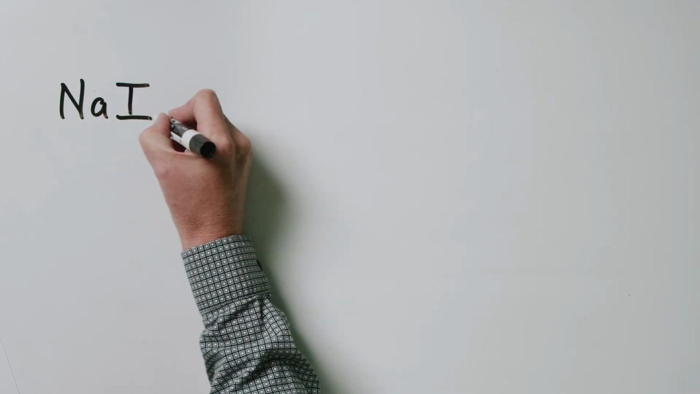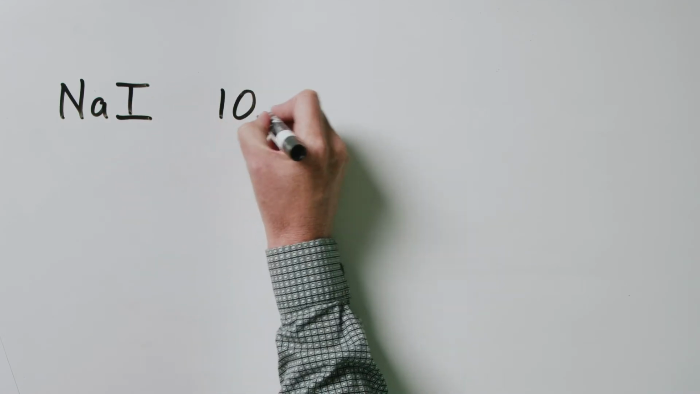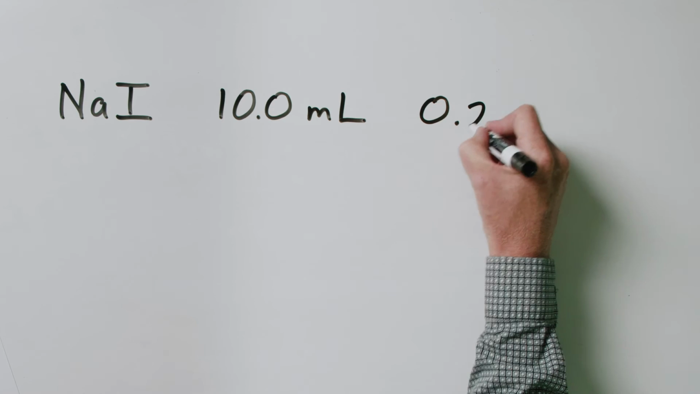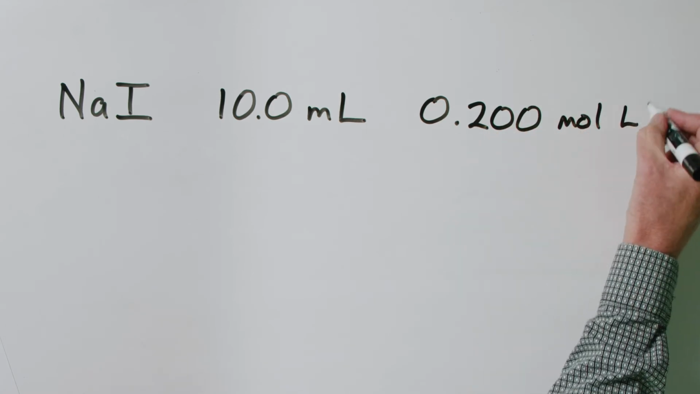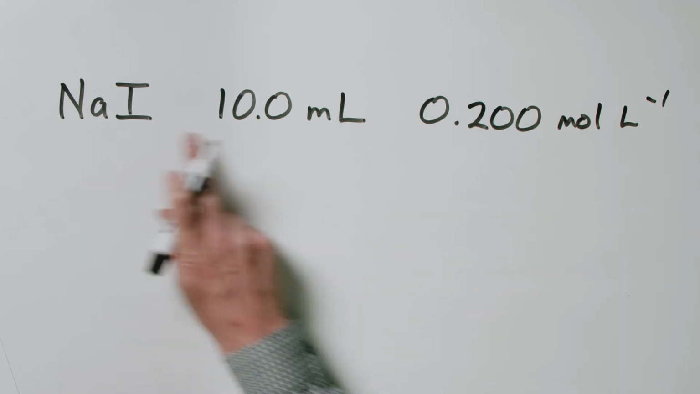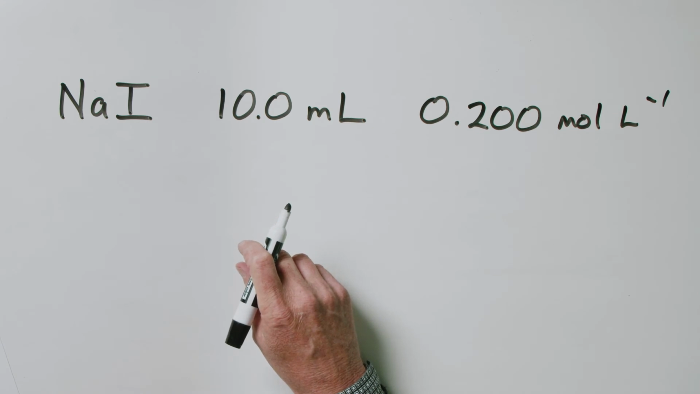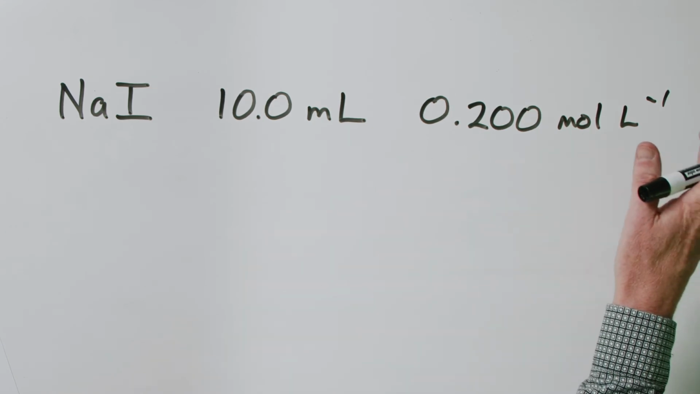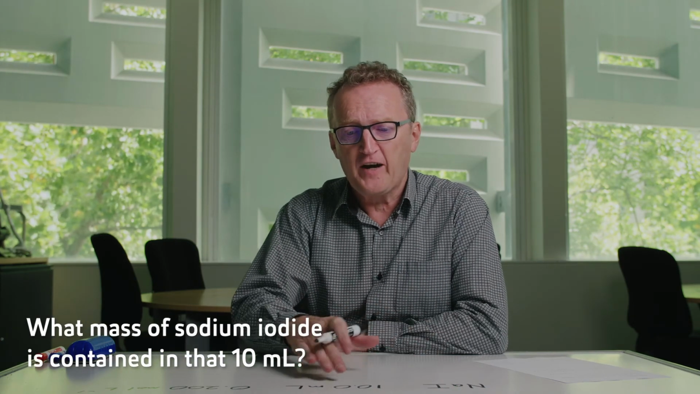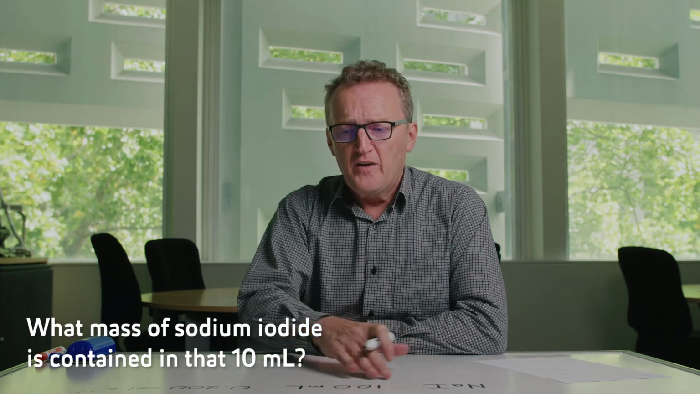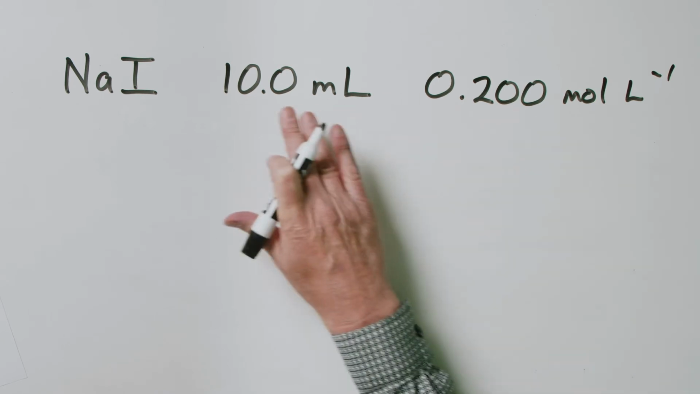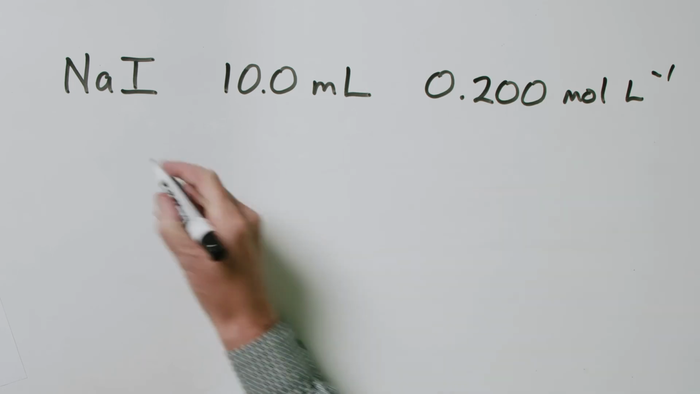We have our solution of sodium iodide and we've got 10.0 mL of that, and it has a concentration of 0.200 mole per litre. And what we want to know is what mass of sodium iodide is contained in that particular solution. So we have a stock solution of 0.2 mole per litre. We take 10.0 mL out of it. What mass of sodium iodide is then contained in that 10 mL? So we look at the data that we've been given.